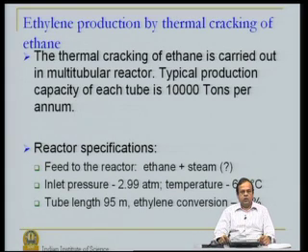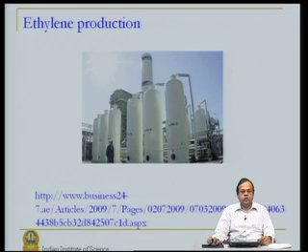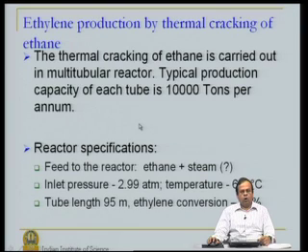So, let us say that we want to carry out this cracking of ethane, and typically it is carried out in a tubular reactor, a multi-tubular reactor. What you see here outside as one long shell actually has a lot of tubes inside, in some kind of a shell and tube arrangement. So, we are going to produce ethylene in this reactor, and the typical production capacity of each tube, I am not talking of each reactor that you saw in the previous photograph, but each tube, is about 10,000 tons per annum.